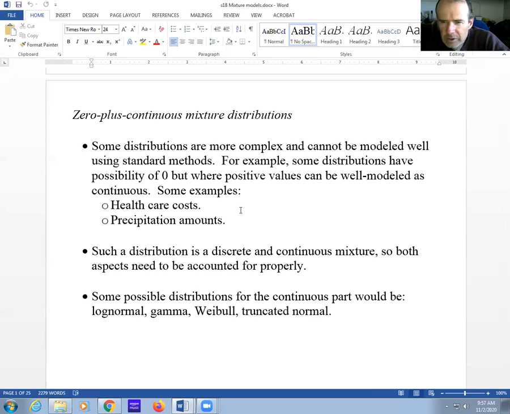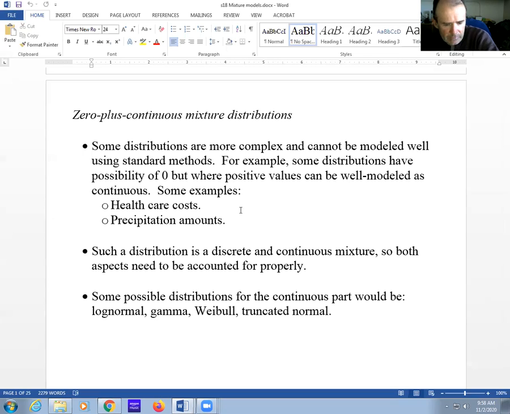And does anybody in here have data like this, that you're dealing with data like healthcare costs? I'm trying to remember if anyone had this.